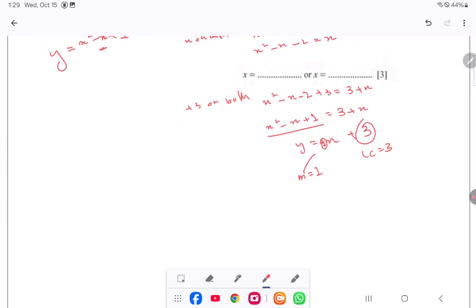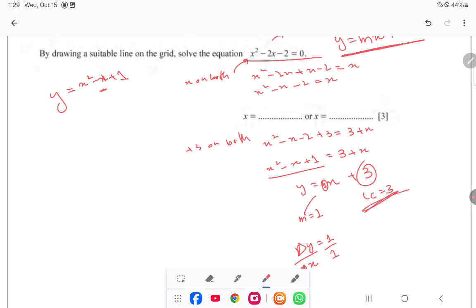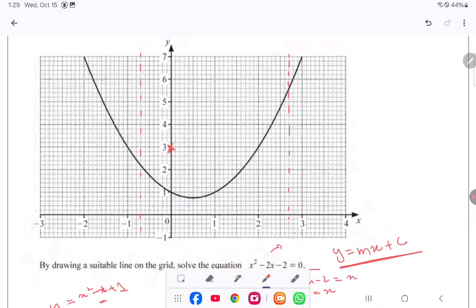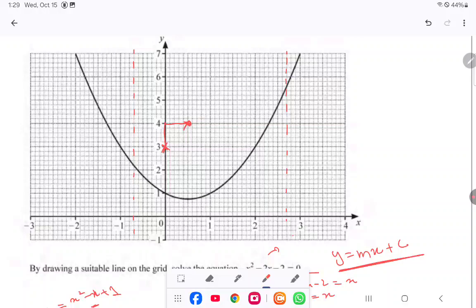So by slope 1, we can say that the change in y is 1 and the change in x is 1. Now for the y-intercept, which is 3, mark that point. Since the change in y is 1, this is 1 unit, and the change in x is also 1, this is the second unit, and this is the second point of the line. Form a straight line.